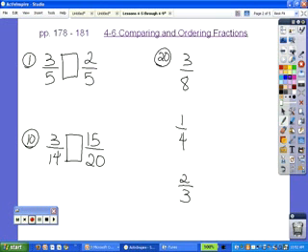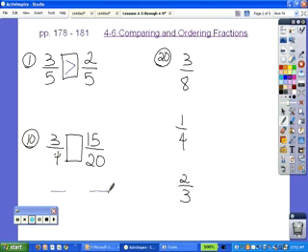In lesson 6, we're comparing and ordering fractions. If it's a problem like number 1, where the fractions have the same denominator, all you have to do is compare numerators. 3/5 is greater than 2/5 because 3 is greater than 2. But when you have a problem like number 10, then you need to find common denominators before you compare the two fractions.